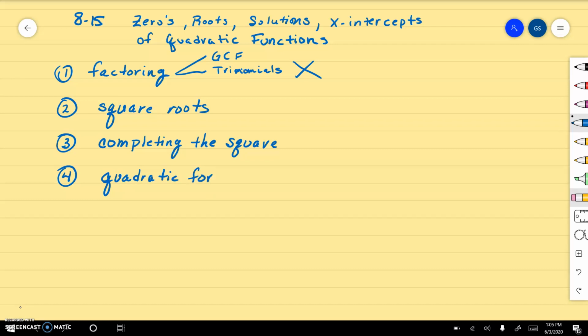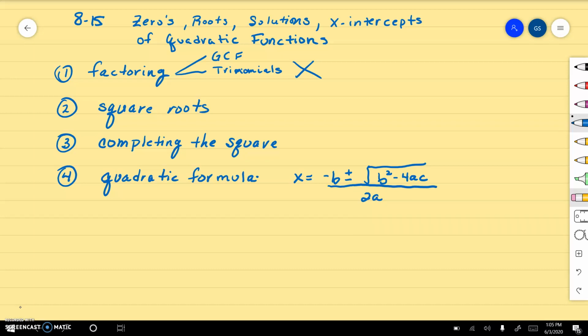Does anybody remember the quadratic formula? Okay, it's x equals negative b plus or minus the square root of b squared minus 4ac, all over 2a. So you can write that out as a reminder also.